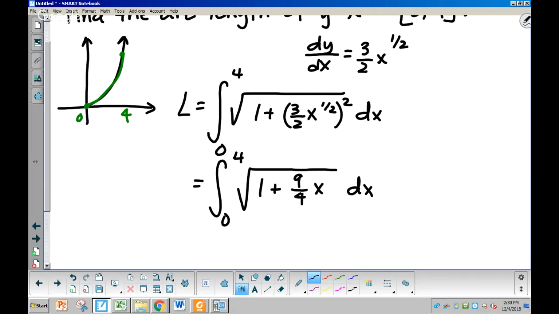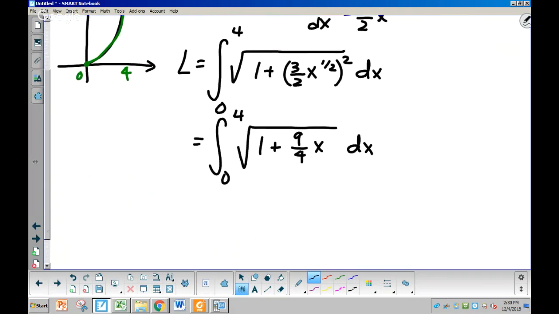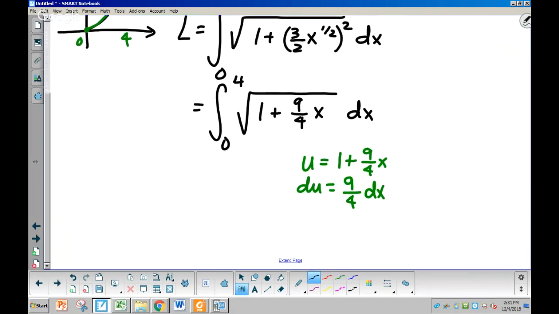And we can integrate this using what method? Calculator method. Okay, the calculator method, that's funny. U sub. So we can let u equal 1 plus 9/4 x. du equals 9/4 dx. So what am I multiplying my integrand by? 4/9. So this would be 4/9 times the integral of u to the 1/2 du. Now, why am I not plugging in the limits of integration? Because they're not defined in terms of u. I'm just going to use this as an integral technique here.